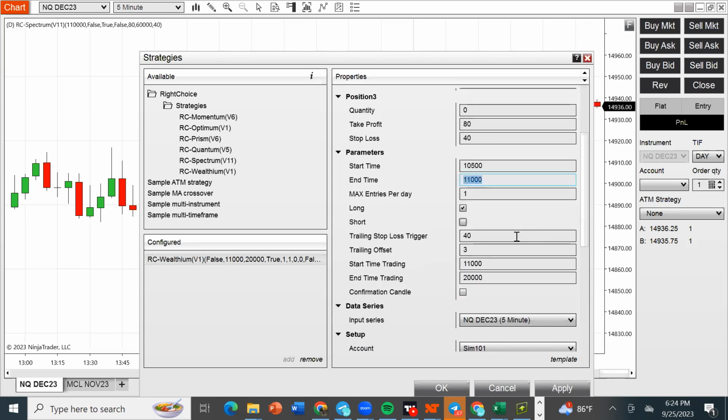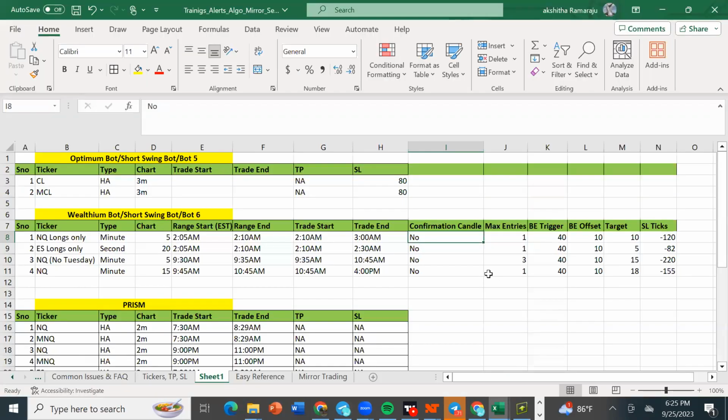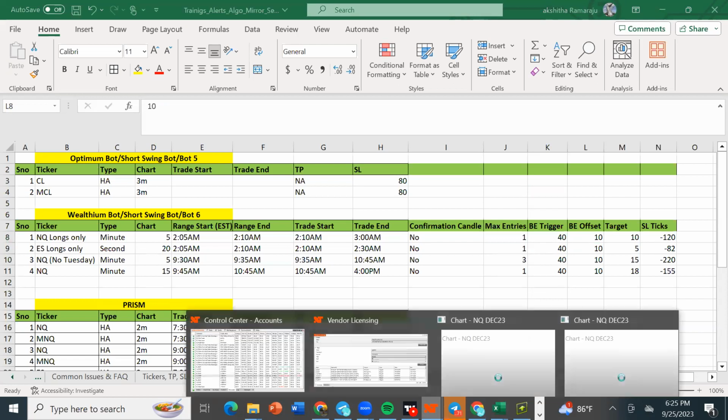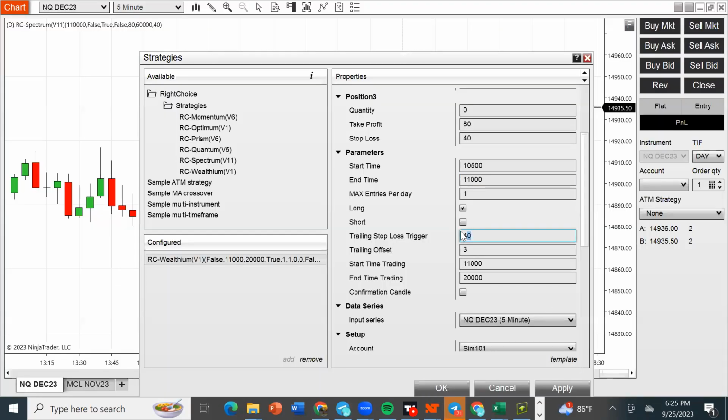This is the range time and this is the start time, the actual trading time. First 5-10 minutes, it will watch what is happening in the Europe market. If it sees that generally market goes up during this time, so it will watch if market is going up. If it is good for long, then it will take a long between this time. And then you can also see the BE trigger and BE offset is 40-10. So you will go here. So it is 40 and then it is 10. So it is like your trailing stop loss trigger is 40 and trailing offset is 10.